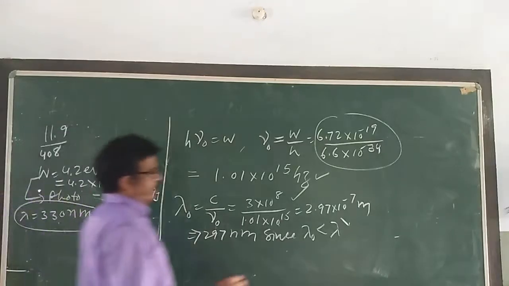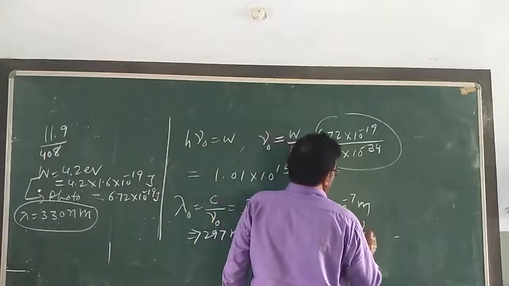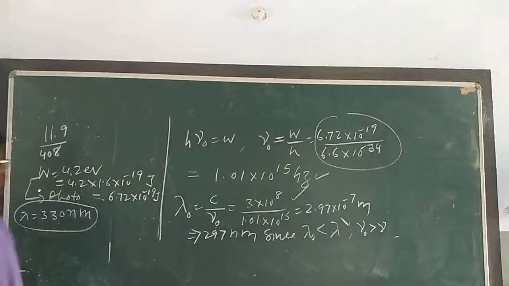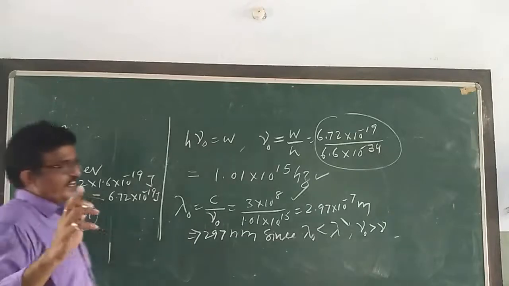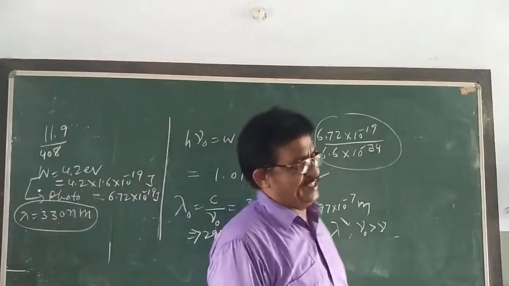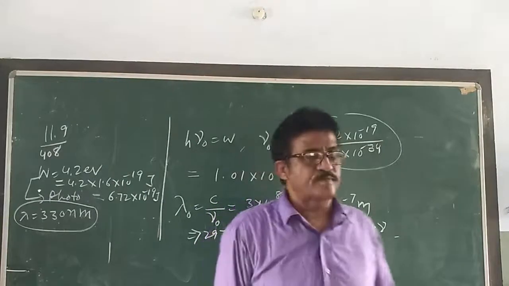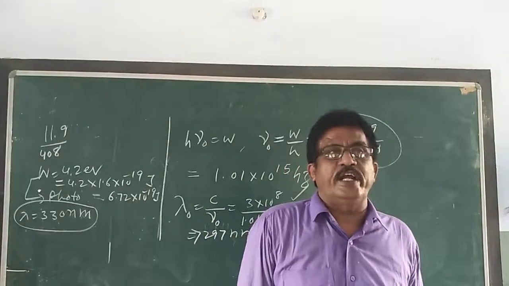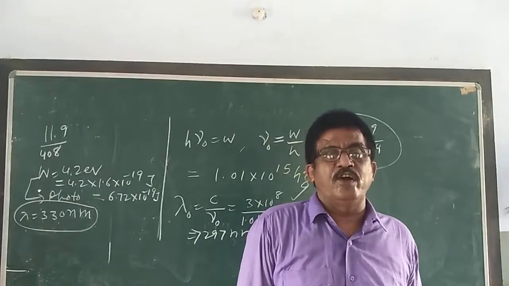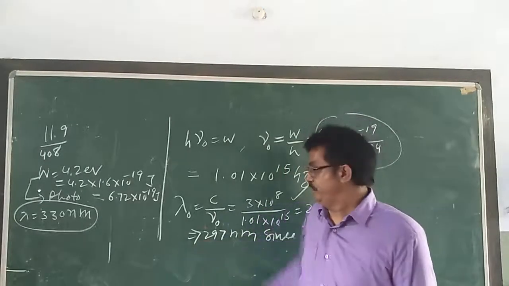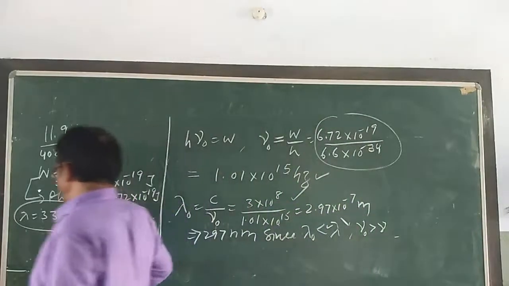I mean to say that nu naught is greater than nu. Nu naught is greater than nu. So photoelectric emission for this radiation cannot take place, since the threshold wavelength is less than the given wavelength. So photoelectric emission cannot take place. Okay, write down here.